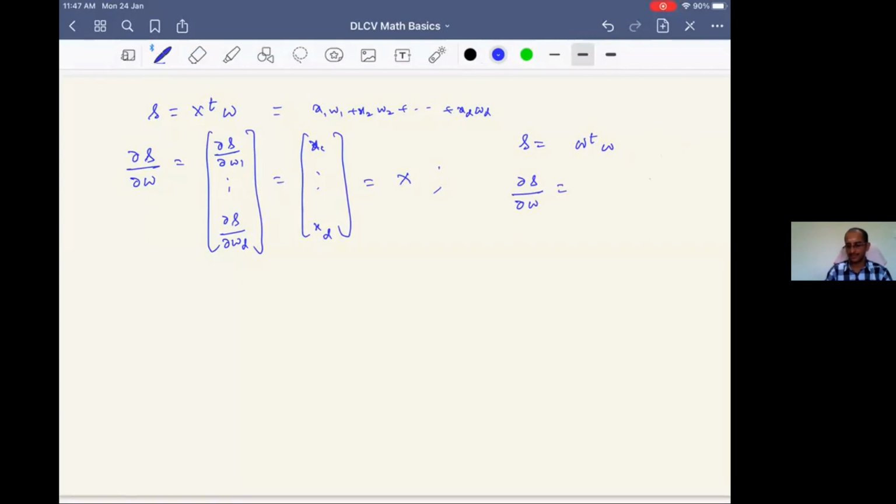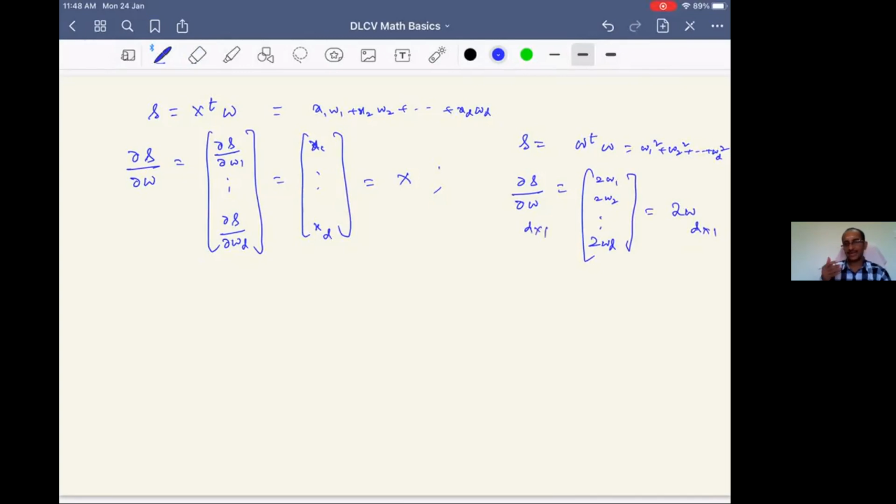Any answer on this? 2 times W. 2 times W1, 2W2 till 2WD. Essentially, if you want to do it through procedure, you can write this as W1 square plus W2 square and so on up to WD square. Then differentiate: 2W1, 2W2 and so on to 2WD. This is nothing but 2 times W. Please note that all is D cross 1.